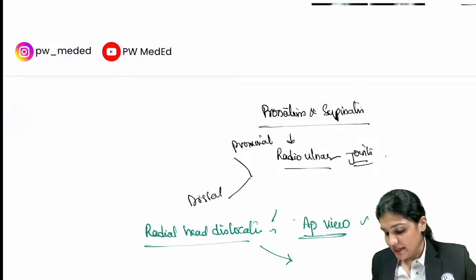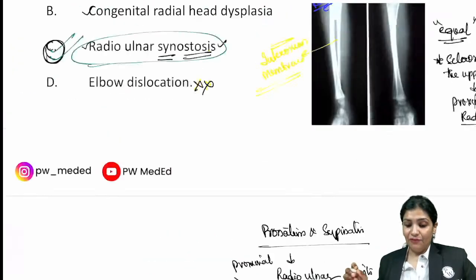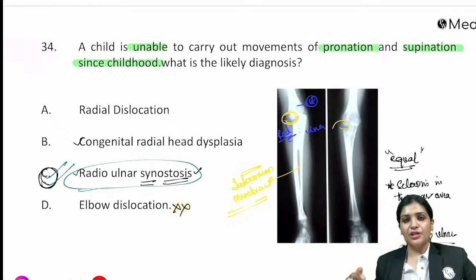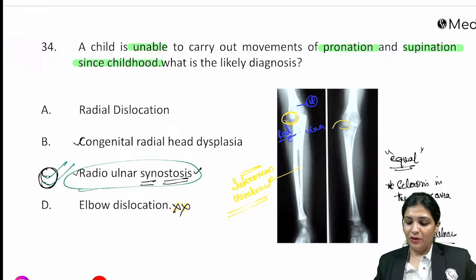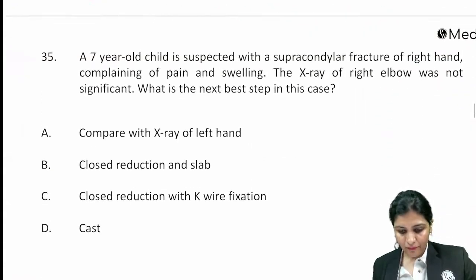And this is mostly associated with your Monteggia fracture, where you see the proximal ulna fracture with the radial head dislocation, right? Radial head dislocation. And if it was radial head dysplasia, the ossification is not seen on the X-ray. So because of this, we have answered it as radio-ulnar synostosis. So that is the answer for the question.